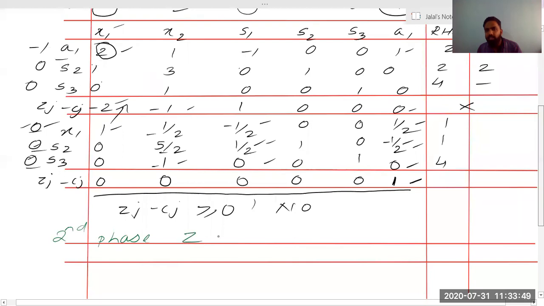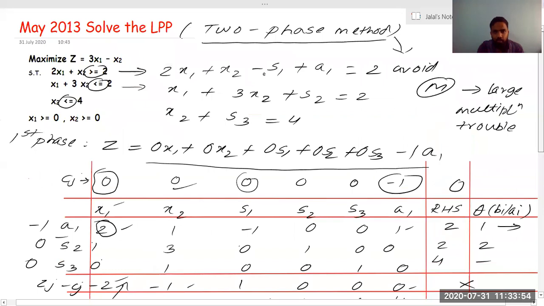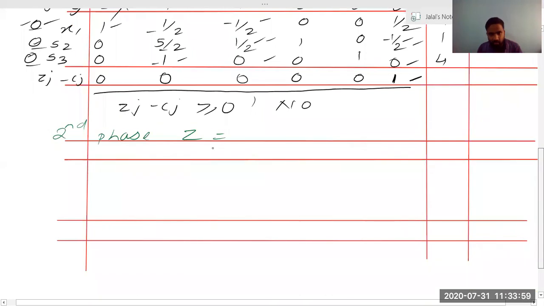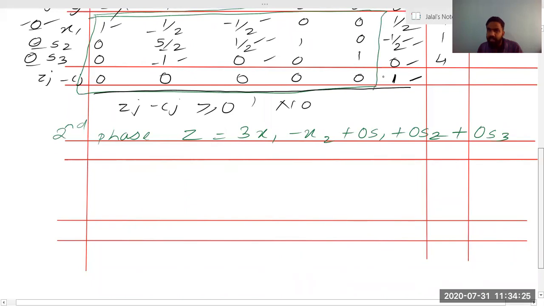In the second phase, we consider the original z. What was the original z? The original z is 3x1 minus x2. So we will consider it to be 3x1 minus x2 plus 0s1 plus 0s2 plus 0s3. Remember what I am saying. We will forget the artificial variable. In the second phase, we will only consider this part, and we will rewrite the table.